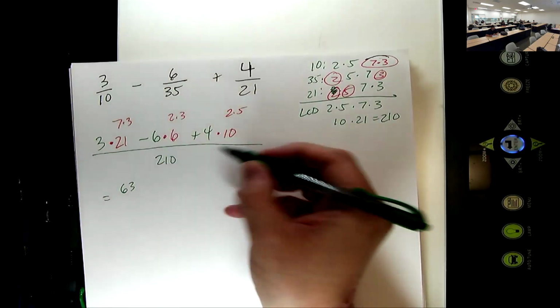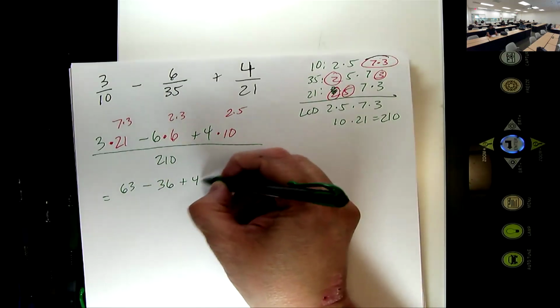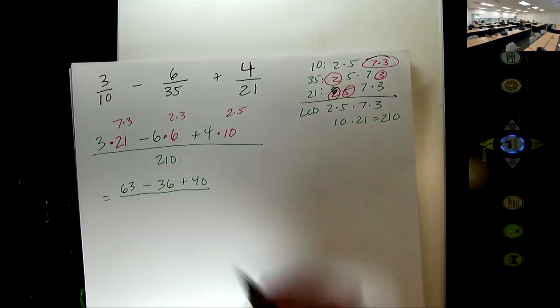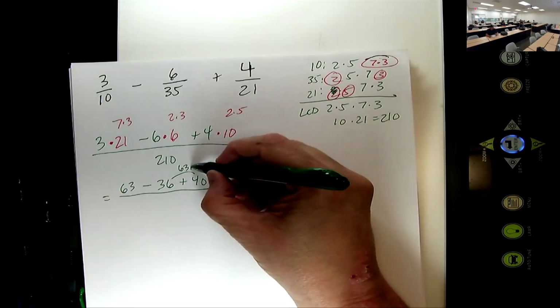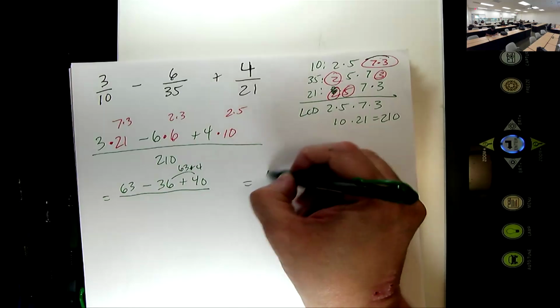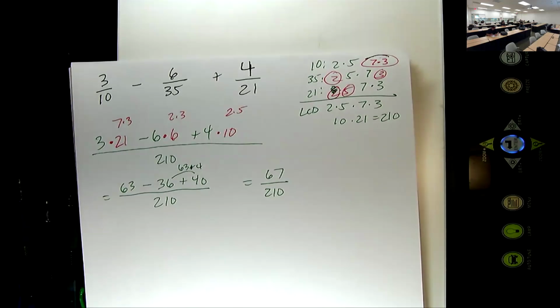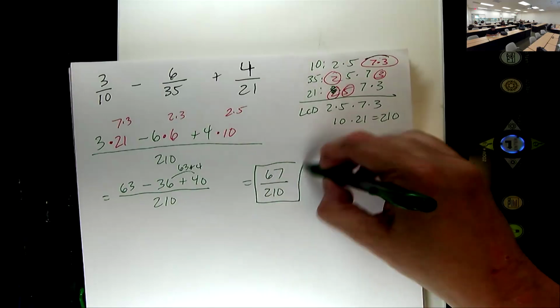So 21 times 3 is 63. 6 times 6 is 36. And 4 times 10 is 40. I'll be honest, I can't do 63 minus 36 easily in my head, but I can do 40 minus 36 pretty easily in my head. These two make a 4, so 63 plus 4 will be 67. And I believe 67 is a prime number, so we don't need to check.